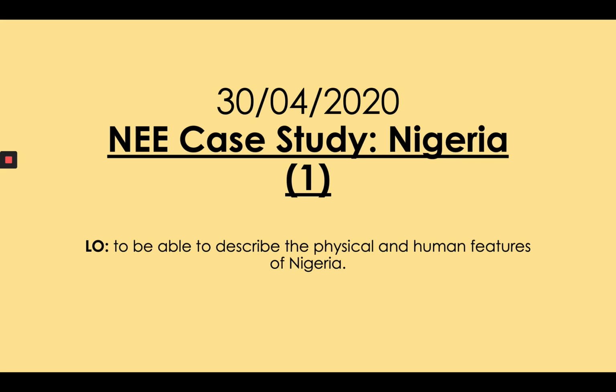Please write the date, title, and learning objective. Have a pen and paper ready to learn. Time to review learning. Please write 1 to 10, answer the questions from memory, and then reveal the answers and mark your work. Go for it.